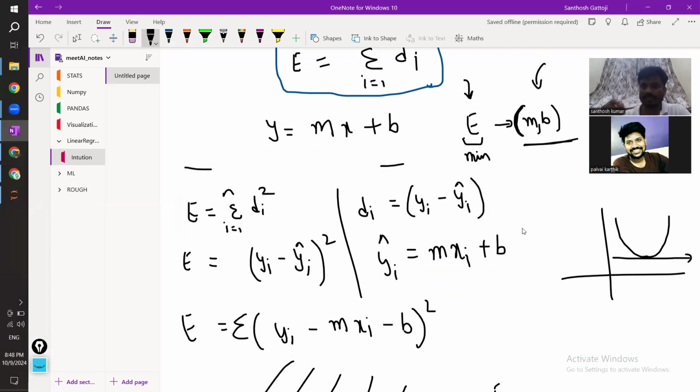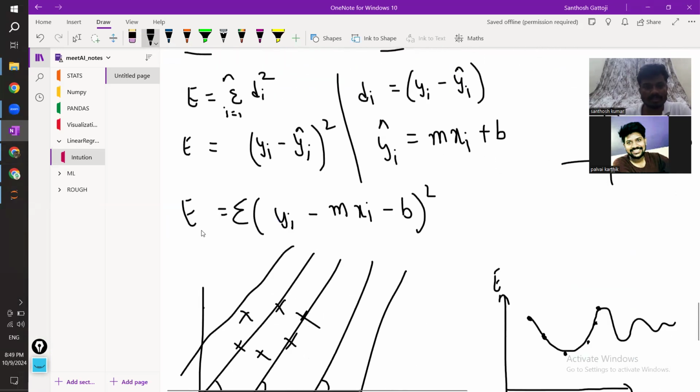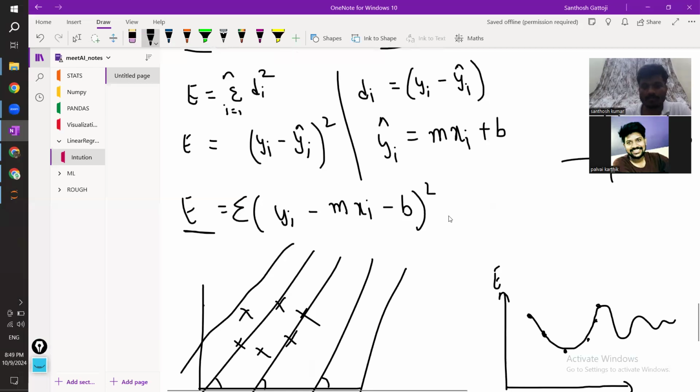Now, interestingly, see how you are connecting these concepts. I'm having this equation of this function. What is my equation finally? This is my equation, and I want to find the minimum value. That means what?